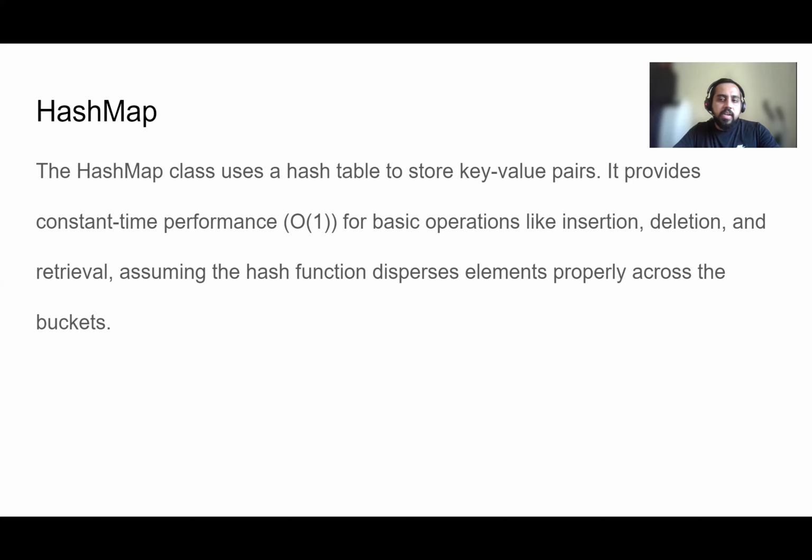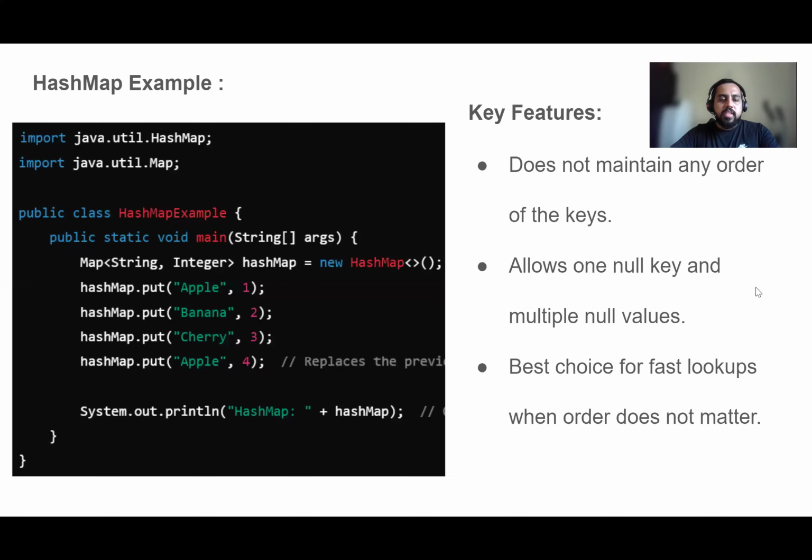This and all these concepts I will cover in future videos. But now you understand how HashMap works. HashMap works based on this hashing principle, and it uses a hash table to store key-value pairs. And the main thing is HashMap uses constant time, O(1), for basic operations like insertion, deletion, and retrieval of data.